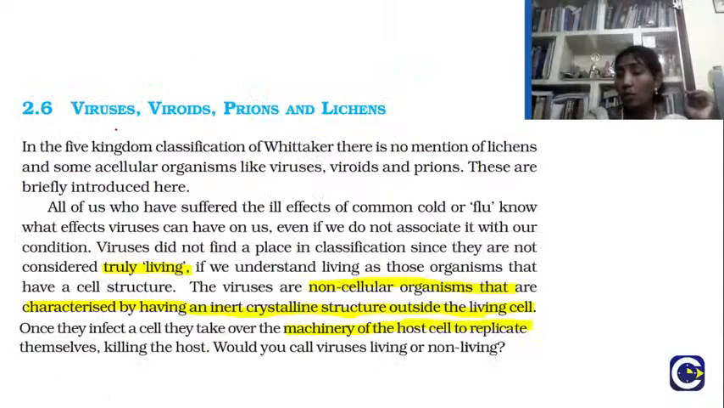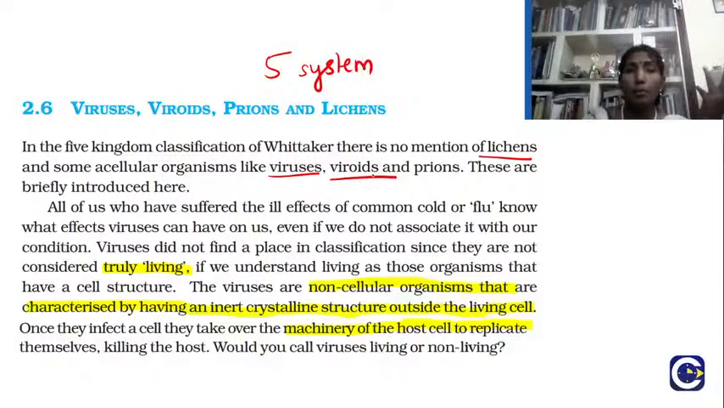Then we have what are called viruses or viroids. According to Whittaker's classification, there is no mention of lichens, viruses or viroids. Whittaker gave a five kingdom system of classification, and in that we would not have used any of these terms. But whenever we say virus, we think of its ill effects, like rhinovirus that brings about the common cold or flu. So virus did not find a place in classification, so you cannot consider it truly living.